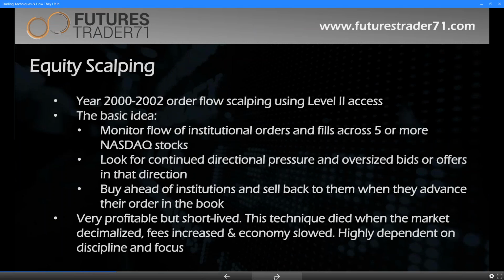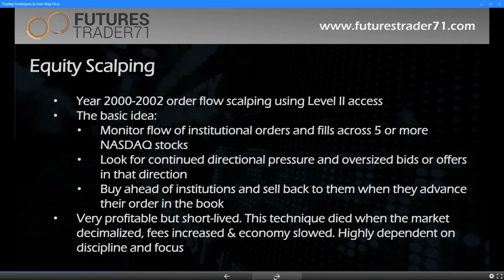Using level 2 access. At the time, it wasn't very common, it wasn't very easy to get that kind of access. It required a T1 line, which back then would cost somewhere close to $10,000 a month. So I traded within a group of people. The basic idea of equity scalping, the technique here, is you monitor flow from institutional orders. So institutions go into the market and they use various what are called ECNs, and they put out their demand to buy or sell, their bids and offers. And what we would do is monitor that activity across several stocks, usually 5 or more.